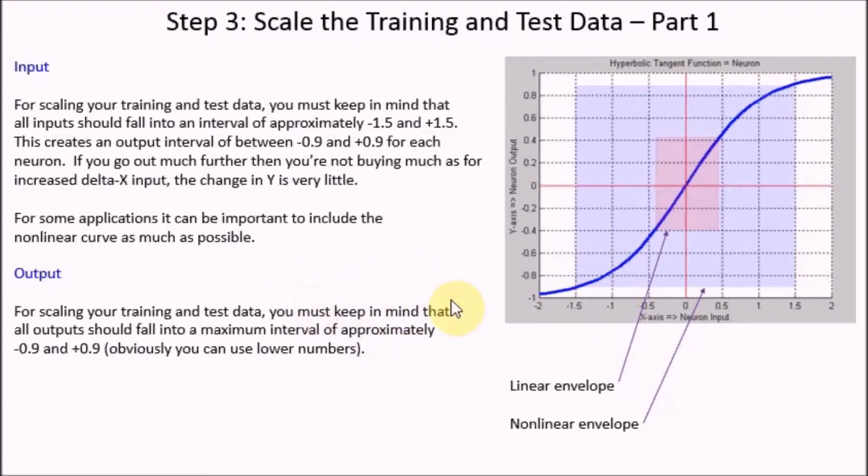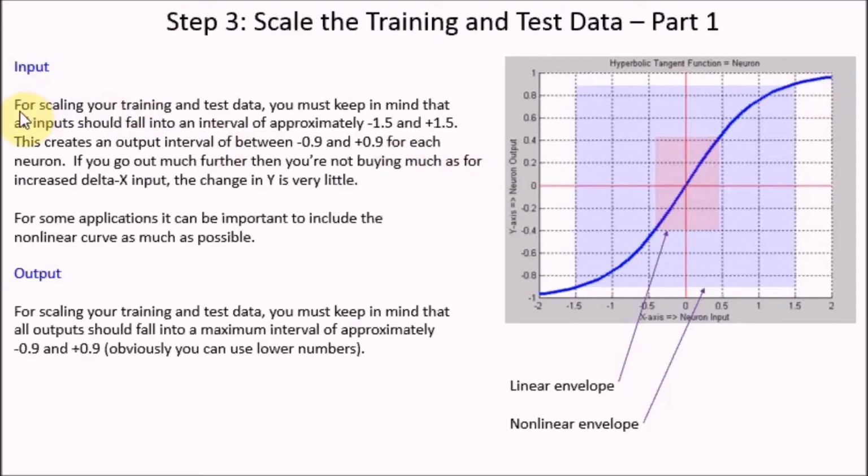You don't want your data way out here. You don't want it way out here either. Now, this is what we call the nonlinear region, which is the blue square, where you can see the curve change nonlinearly. And this little red square is the area where the curve is basically linear. For some applications, you can have the data constrained to be within this range. In other cases, it's better to go out as far as possible in the nonlinear range, which helps the neural network do a more nonlinear mapping.